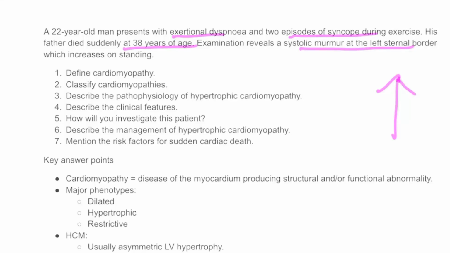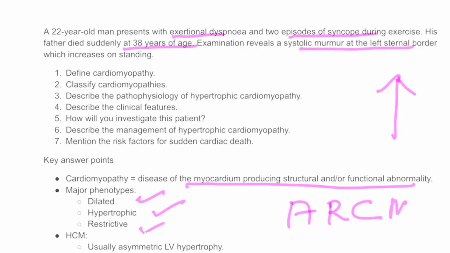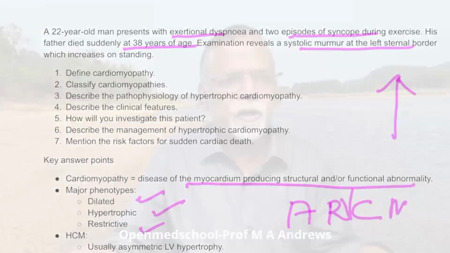So remember that cardiomyopathy is a disease of the myocardium, a structural or functional or structural and functional abnormality. The major types are dilated cardiomyopathy, hypertrophic cardiomyopathy, restrictive cardiomyopathy, and there is one more, arrhythmogenic right ventricular cardiomyopathy, ARVC, which involves the right ventricle. So let us look into hypertrophic cardiomyopathy.